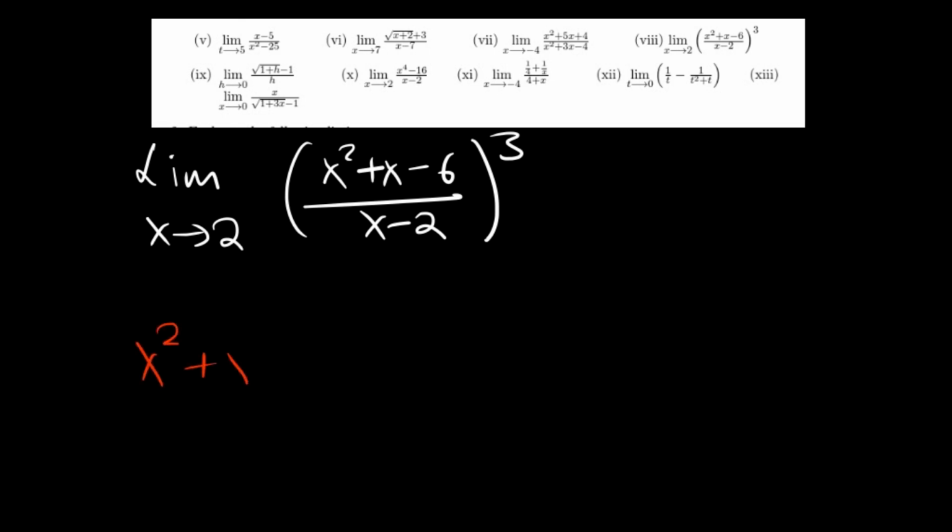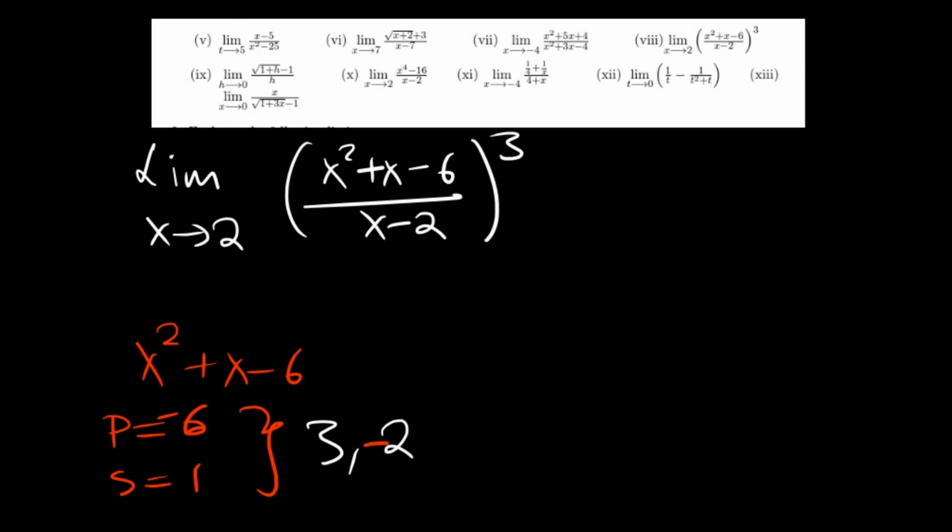X squared plus x minus 6. The product here is negative 6. The sum is 1. What two numbers can you multiply to give you negative 6 and give you 1? Should be a 3 and a 2. Now for us to have a positive sum, it means negative 2 is supposed to be there so that we have a bigger positive number. 3 times negative 2 is negative 6. 3 minus 2 is 1.